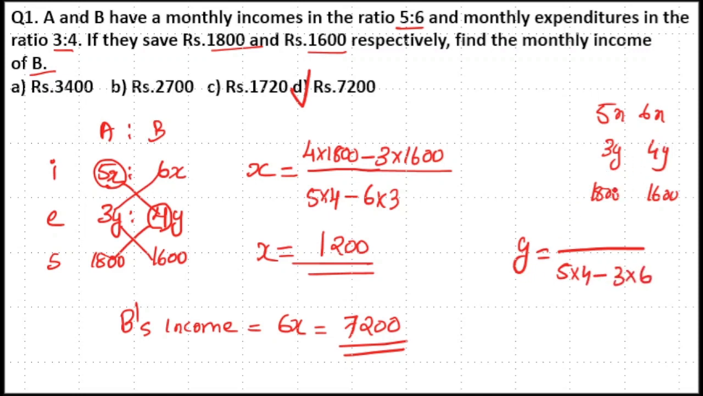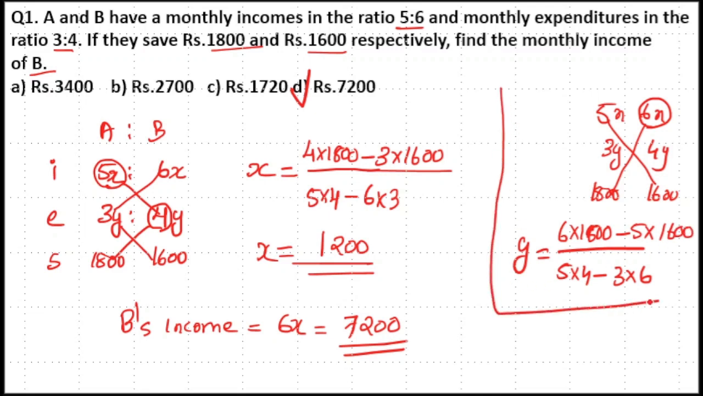But numerator will be, mark the second value of first row and cross multiply between 6 into 1800 minus 5 into 1600. This will be your Y value. So you can find out Y value directly from this method like this. This will be common to all income, expenditure and savings questions.